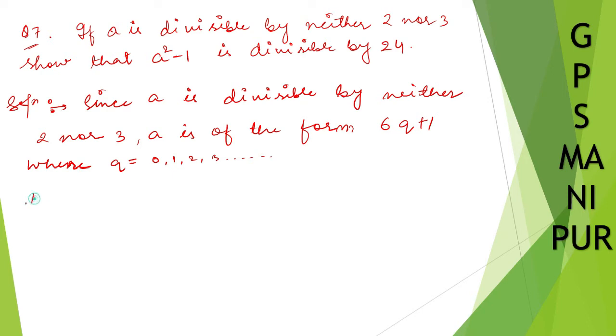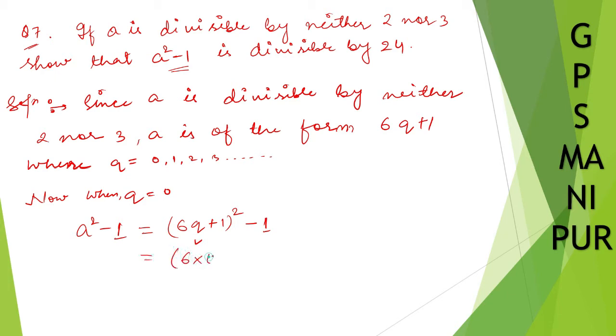Now, when Q is equal to 0, we have (a²-1). Okay, look here. So (a²-1), A will be (6q + 1)² - 1. We have the value of Q as 0, so it will be (6 × 0 + 1)² - 1. 6 × 0 = 0, + 1, squared, it will be 1 - 1 will be 0. So 0 is divisible by 24. 0 is divisible by any number.